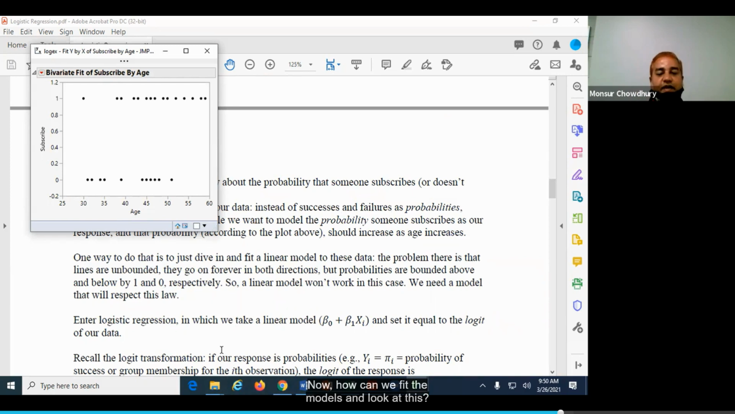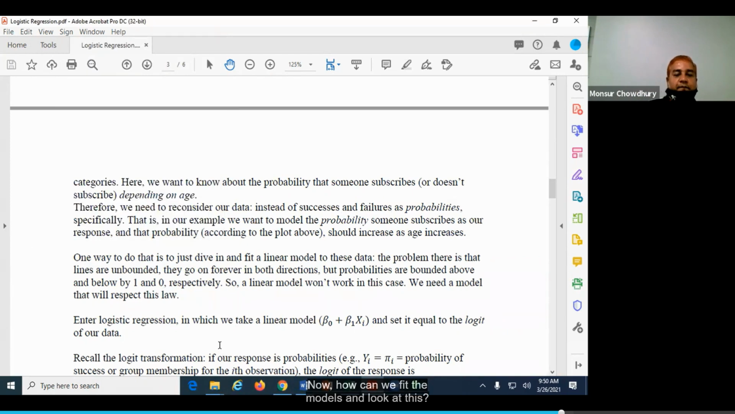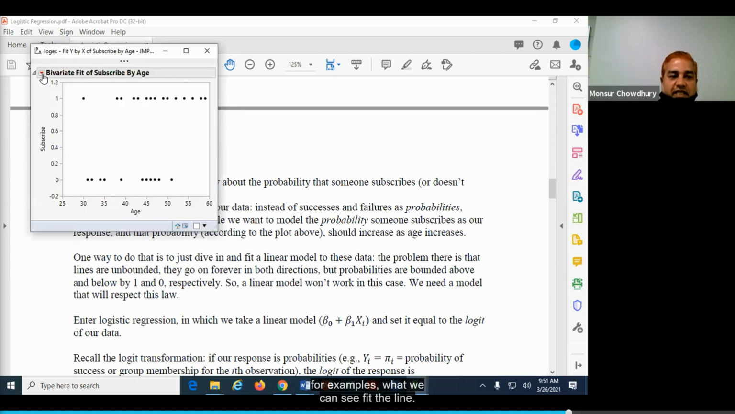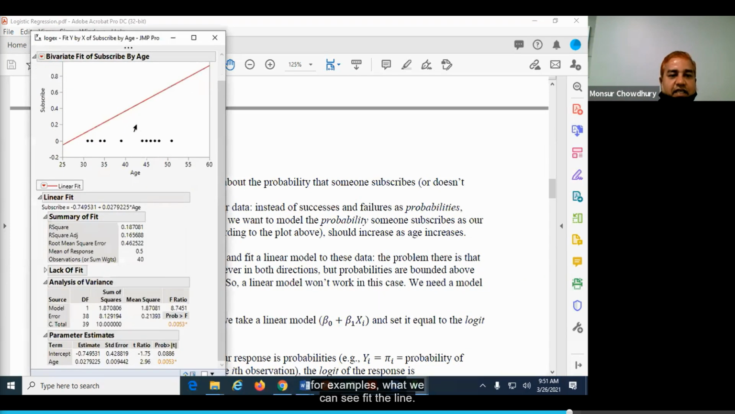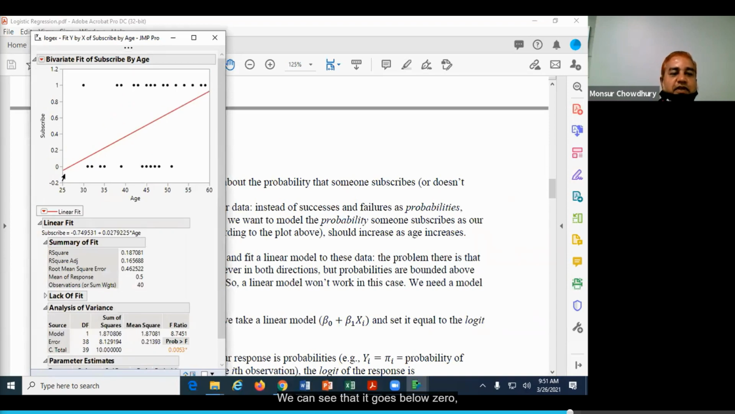Now, how can we fit the models and look at this? One way is to just fit a linear model, but the problem is that the lines are unbounded, so they go in both directions. We know that a probability is always between 0 and 1. We cannot go below 0 or above 1. So if we fit the linear model here, we can see that the line goes below 0.